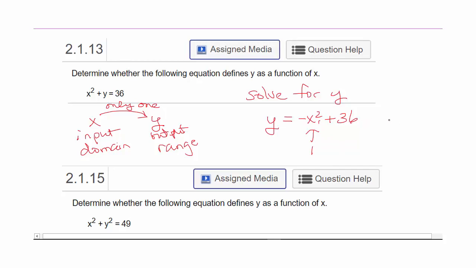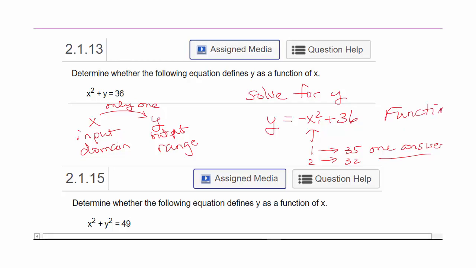I'd get one answer, right? The 1 would lead to the number 35. If I were to plug in 2, I'd get -4, which would give me 32. -4 plus 36 is 32. It's never going to be the case that I get anything other than one answer, right? When you square a number, negate it, and then add it to 36, you always get one answer. So this is going to be a function.